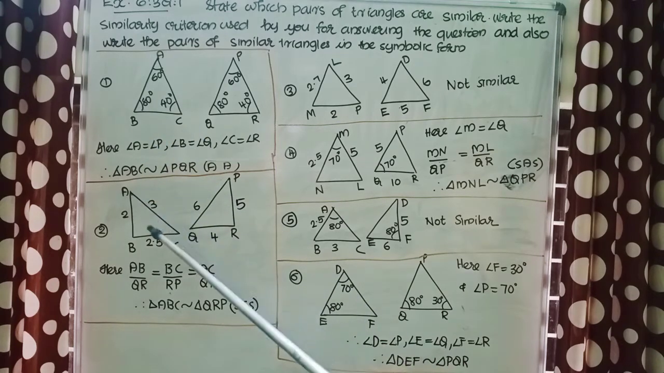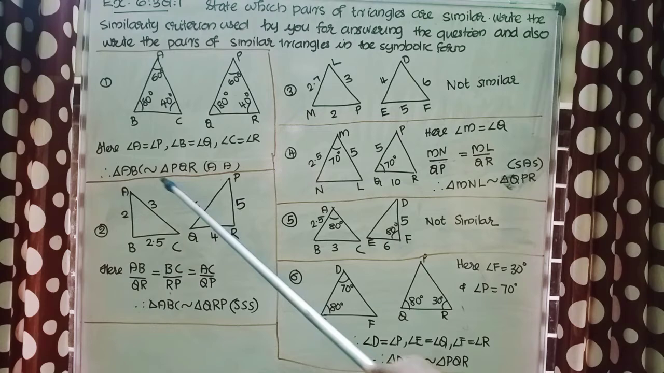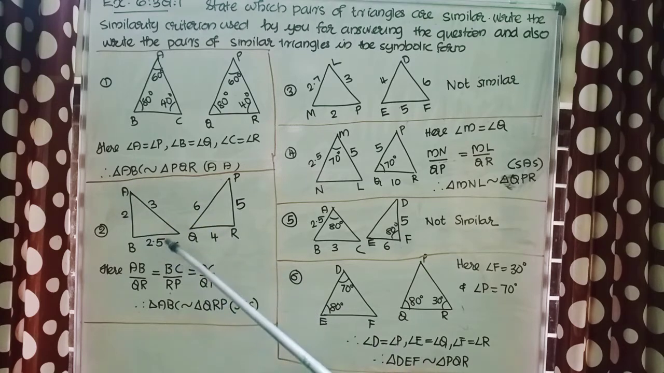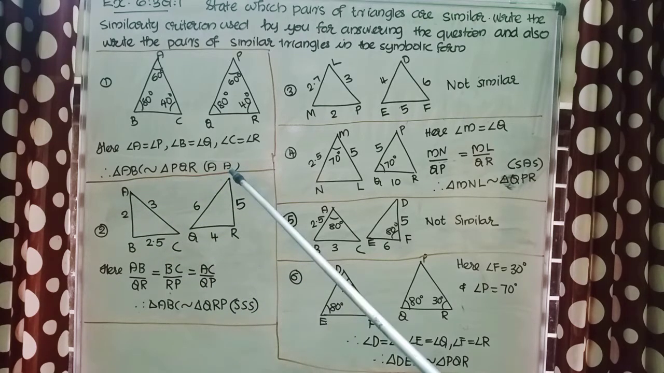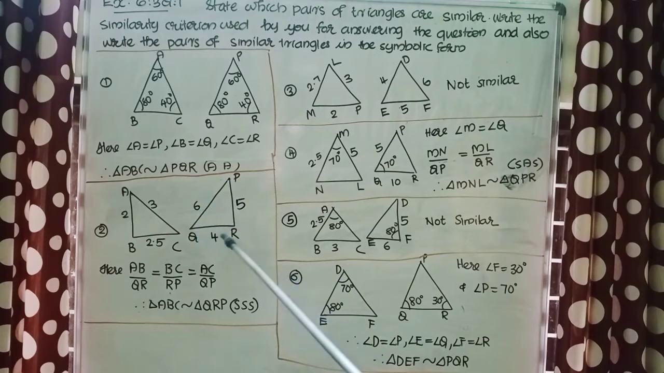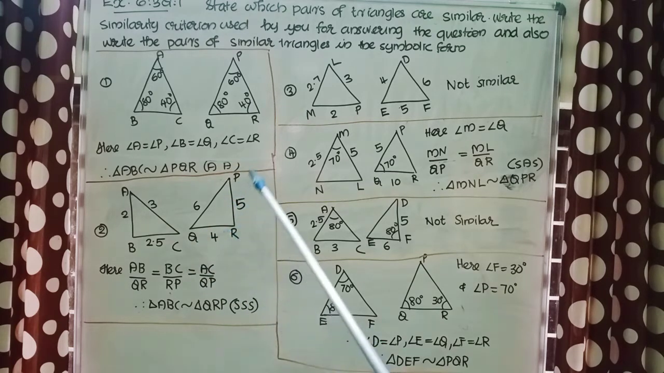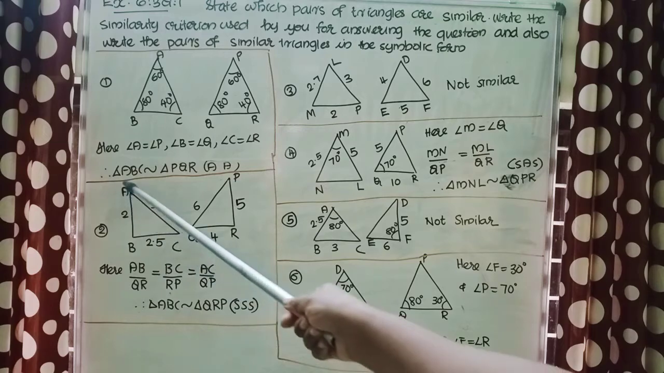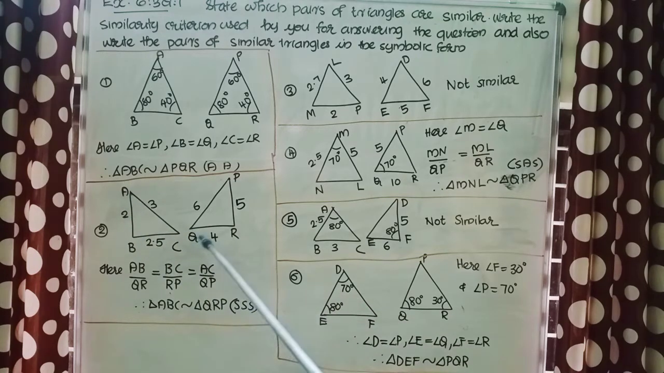Second question, triangle ABC and triangle PQR, AB 2, BC 2.5, AC 3. Here PQ 6, QR 4 and PR 5. Here sides are given. Let us check whether the ratios of the sides are proportional or not. Let us take the ratio of AB by QR. Here AB is 2, QR is 4. So AB by QR is 2 by 4, that is equal to 1 by 2.